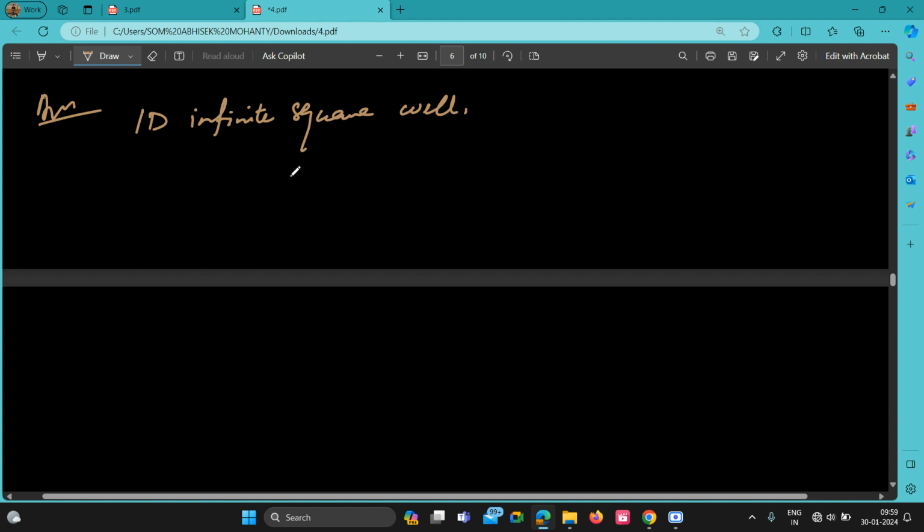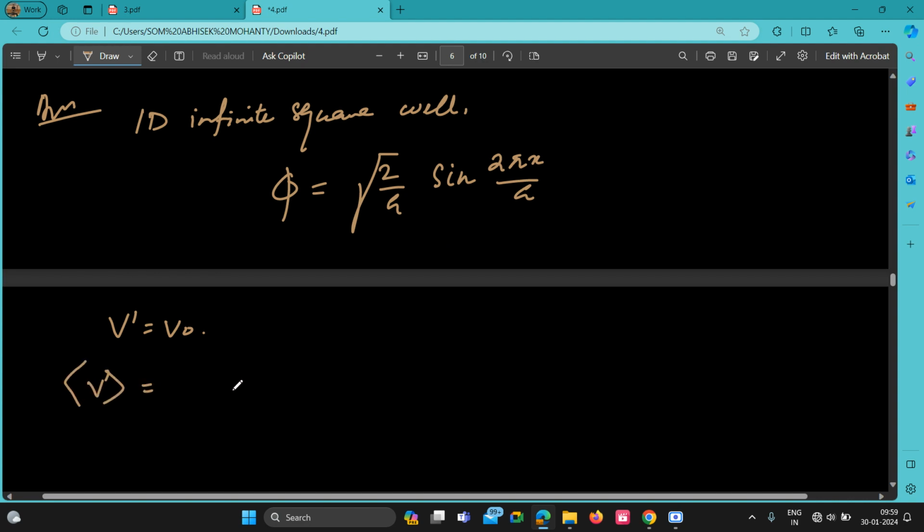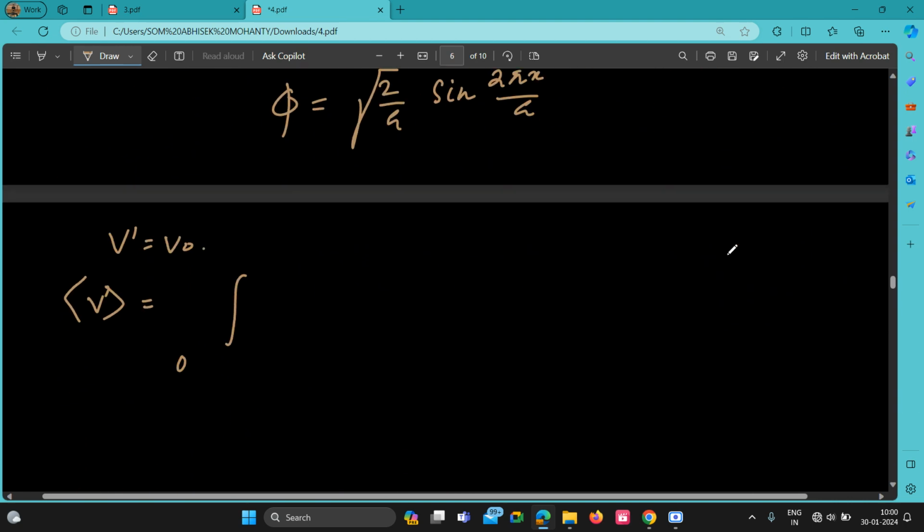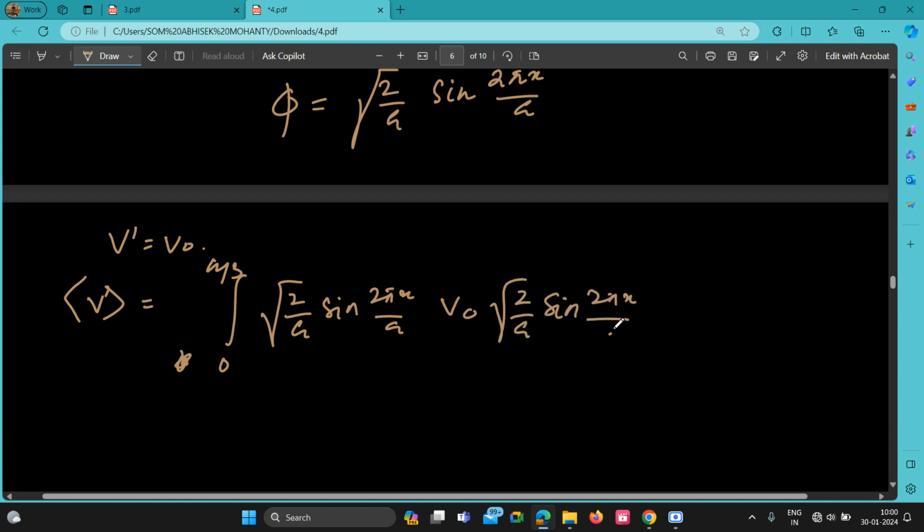Okay. So the wave function can be written as what? As the excited state, sine 2 pi x by a, n is equal to 2. So the perturbation is V naught. So if we calculate the expectation value of V dash, that will be 0 to what? Up to what the perturbation is there? 0 to a by 3. So the limit will be 0 to a by 3, root over of 2 by a sine 2 pi x by a, V naught, root over of 2 by a sine 2 pi x by a dx.